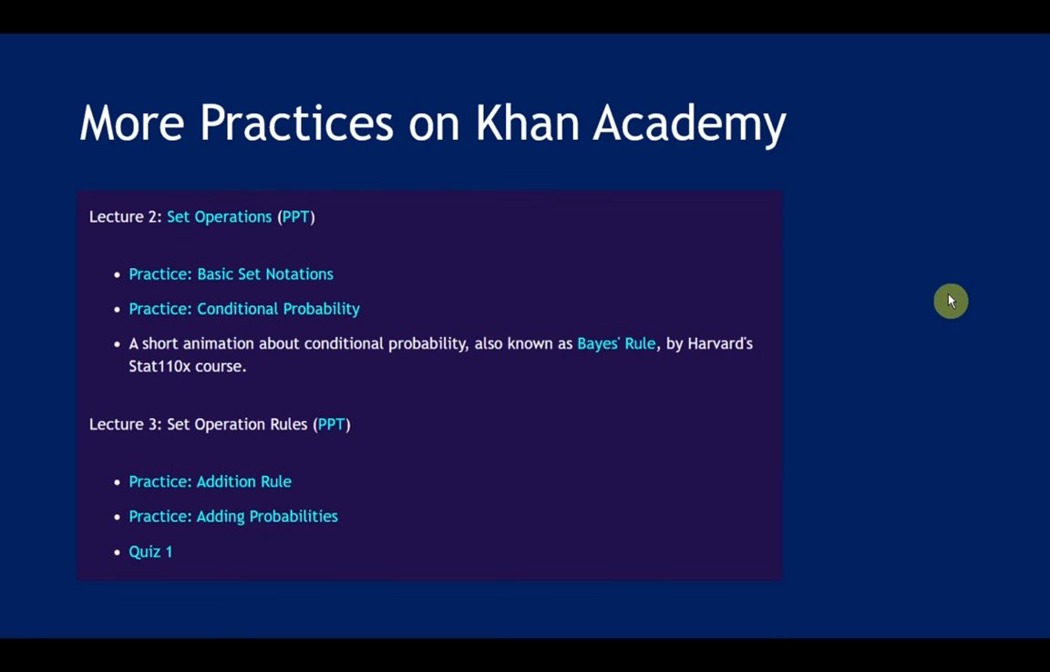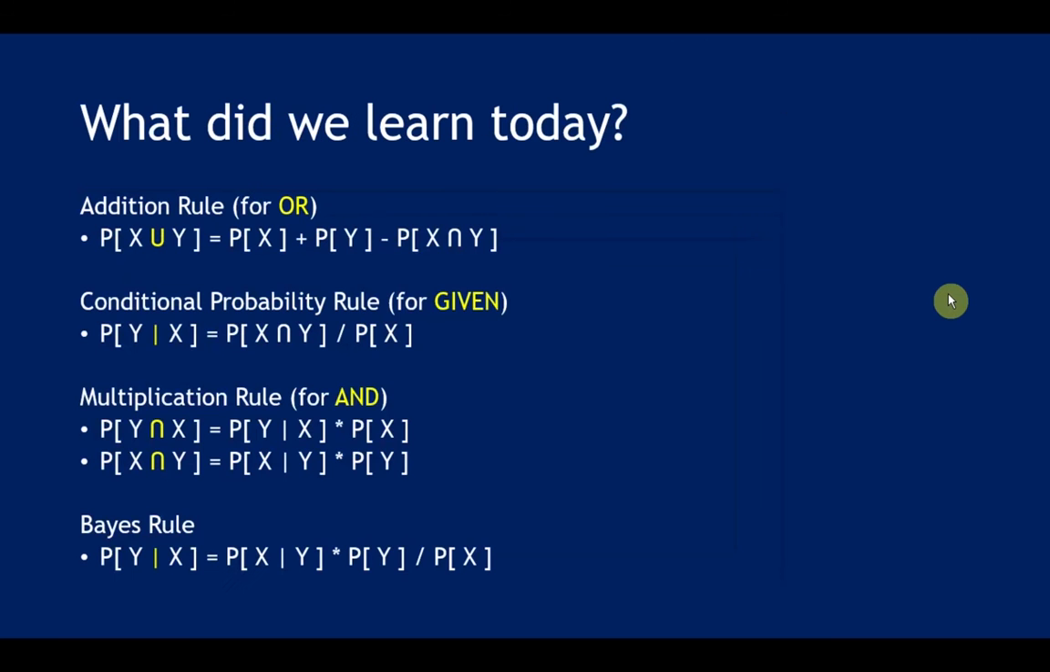To get more practice with set operation rules, please go ahead and go to the website and visit the Khan Academy links. You will be able to perform more practice there and get feedback right away on their site. So what did we learn today? We learned the addition rule, the conditional probability rule, the multiplication rule, and the Bayes rule.